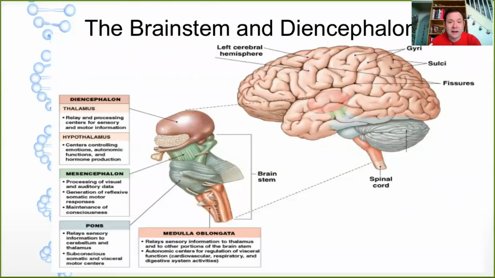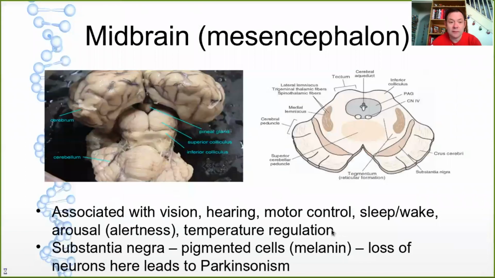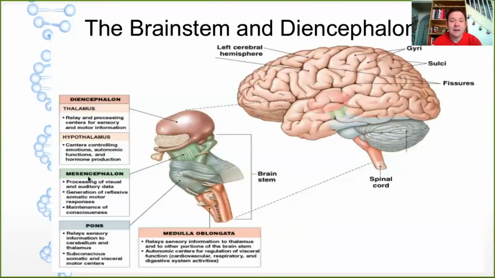Okay, so what we have here is the brain stem and the diencephalon. So the brain stem begins at the top of the spinal cord. So the spinal cord moves up into the brain, and then we have the rest of the brain stem going into the middle of the brain. So let's go through some of the purposes of these structures.